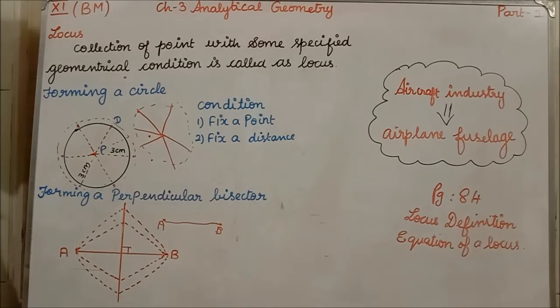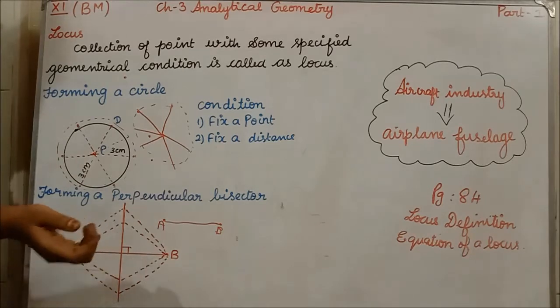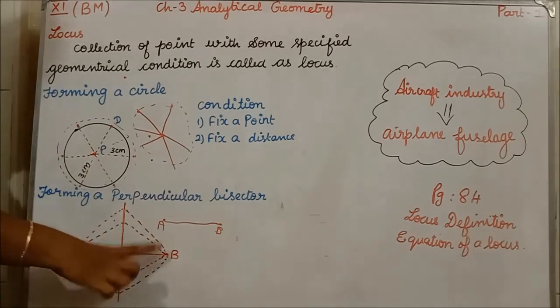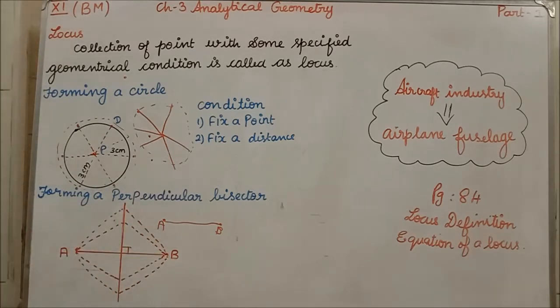Clear students? Clear all of you? Actually we get a line like this. This line is the perpendicular bisector of the line AB. Clear all of you what I am saying?